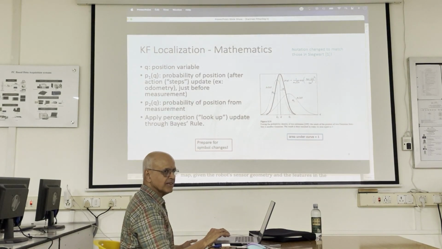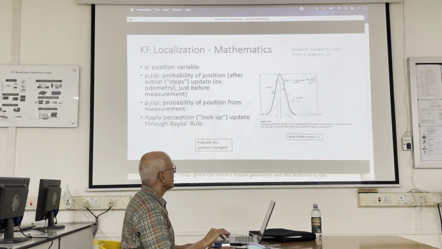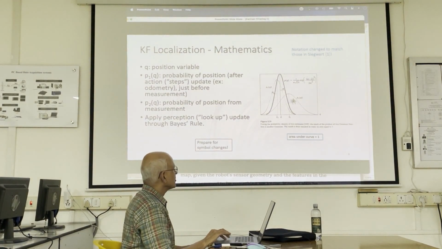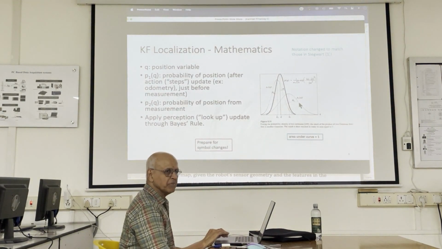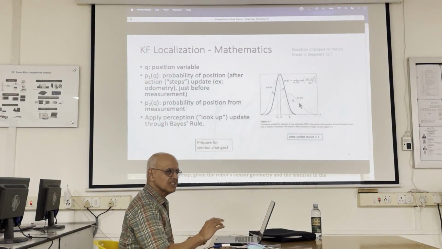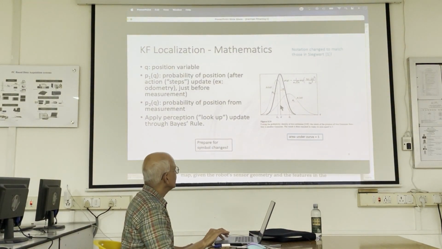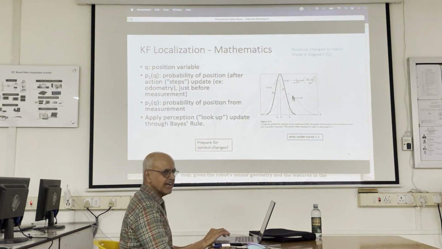You know what's wrong about it? This cannot be the shorter, fatter Gaussian. The measurement cannot be the shorter, fatter Gaussian. So he has chosen a bad example, because the measurement is not worse than the odometry result. So maybe you should have interchanged these two, call this the measurement and call that the odometry.